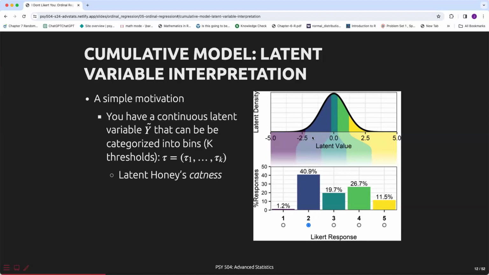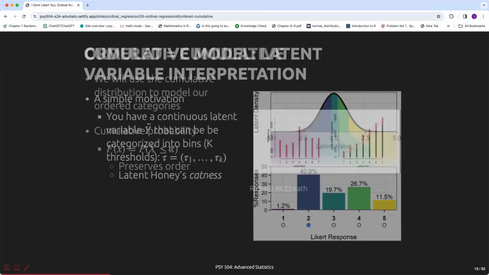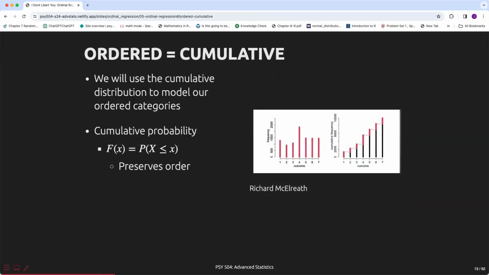So we see that 1 can be mapped to this part of the curve, 2 can be mapped to this part of the curve with an area under the curve, and then so forth and so on, right? And this is related to what's called the latent variable interpretation. And again, I think it's a reasonable assumption that we can make for these type of variables. So the next question that we have to ask ourselves is, what type of distribution or family can we use to model this data appropriately?